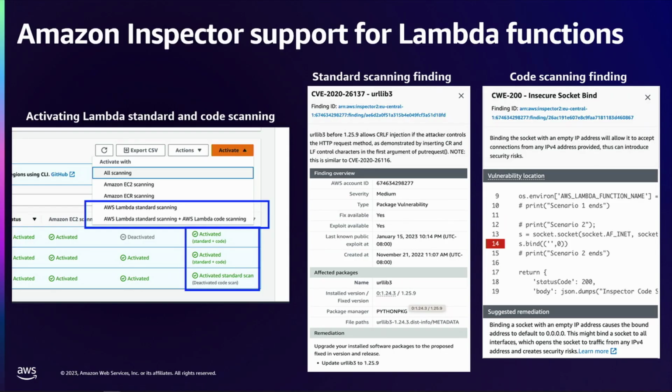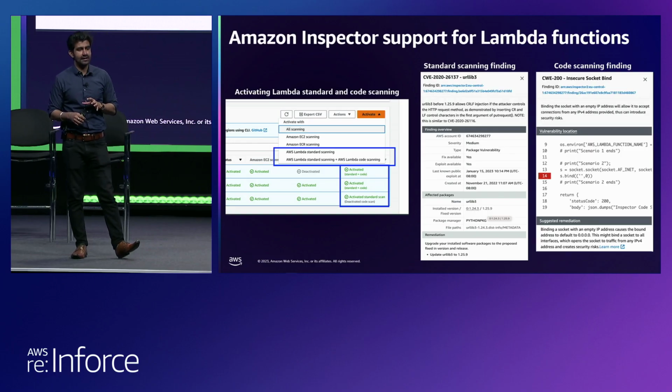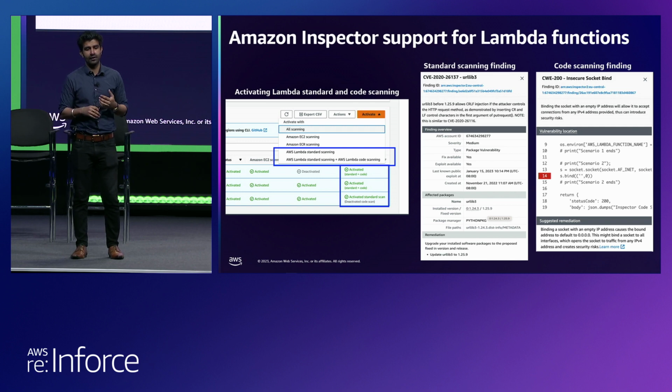To show you some examples, it's really easy to activate or enable this feature. As you can see on the screen on the left, in the first screenshot, you can either activate only standard scanning or standard plus code scanning both. The first finding example, and I will show you during the demo also, is from standard scanning. We do give you multiple details, like if a fix is available or not, if it has been exploited. So this exploit information is not specifically for your environment. It doesn't mean it has been exploited in your environment. It means it has been exploited in the wild.